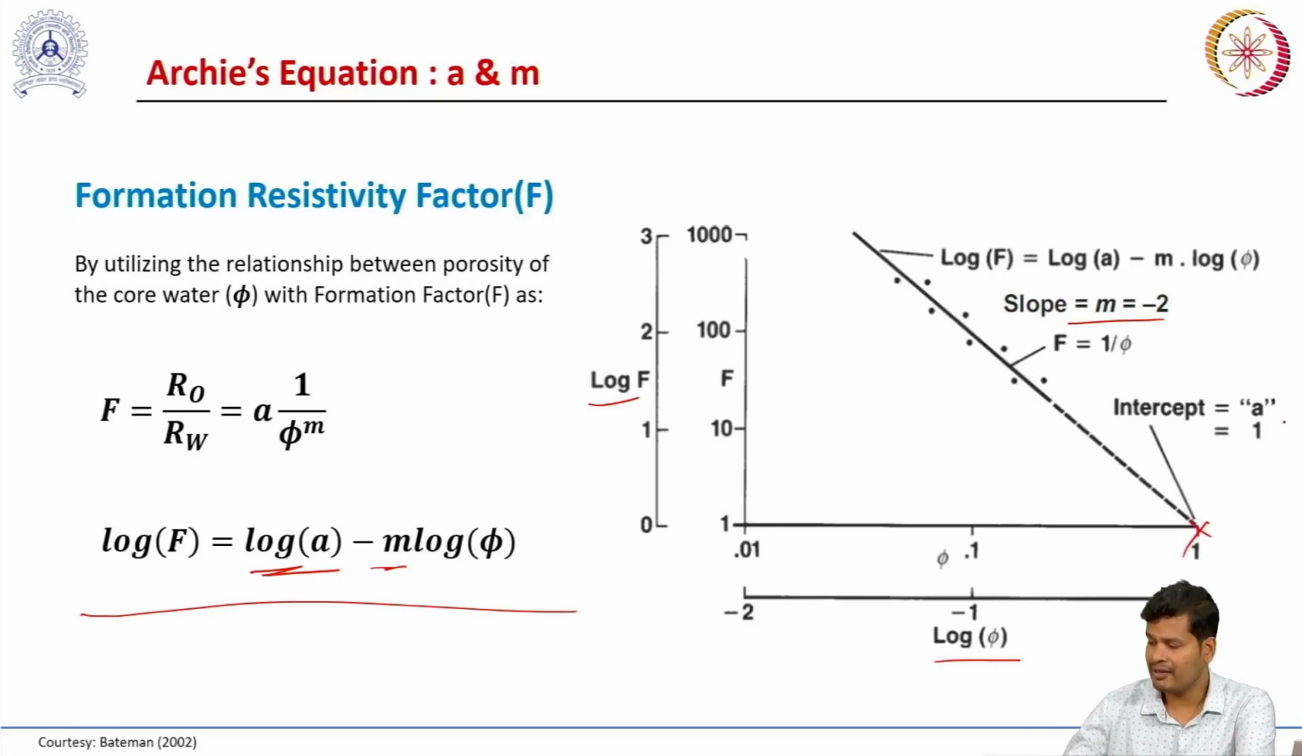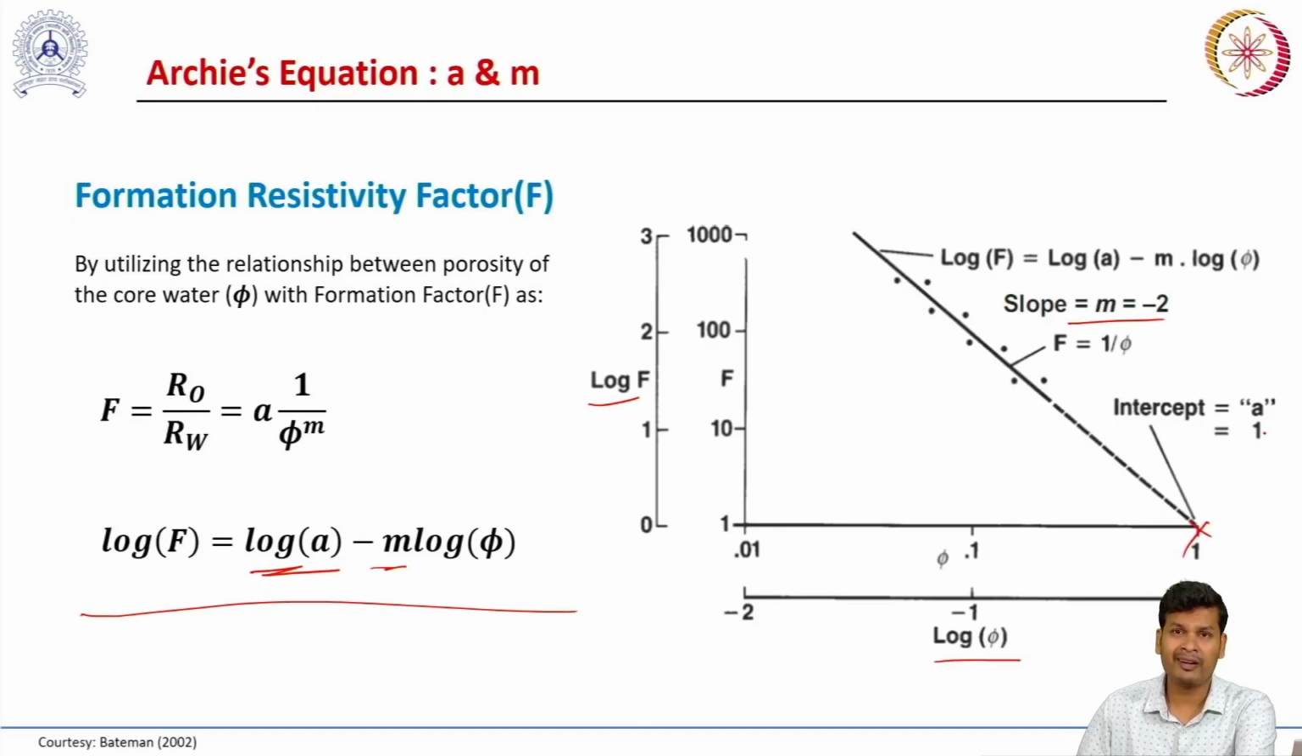Like in this figure I have mentioned A is equal to 1 and M is equal to 2, that is the generally common reference values for A and M. But if the value is something different, we can also determine it from this plot. So what you need to do is take a number of core samples from the well and calculate the formation resistivity factor and the porosity from those core data, and then plot them like this to calculate the values of A and M.